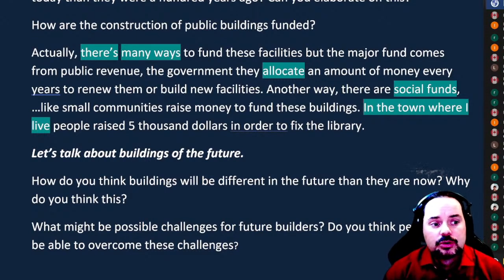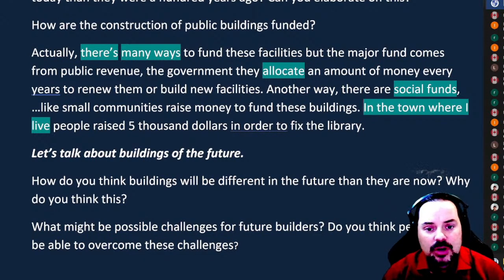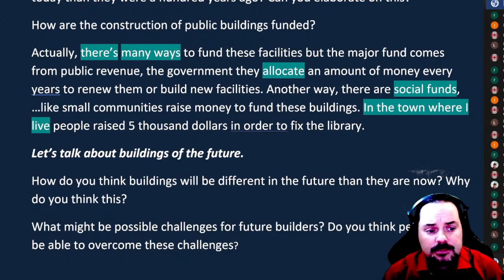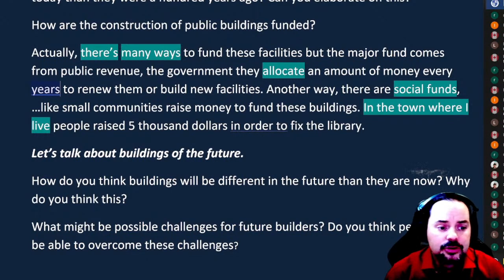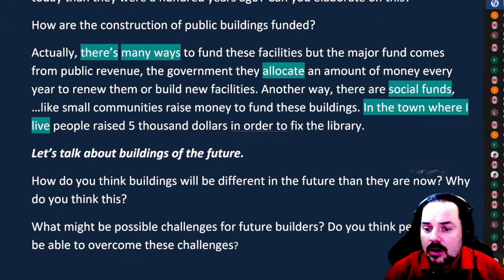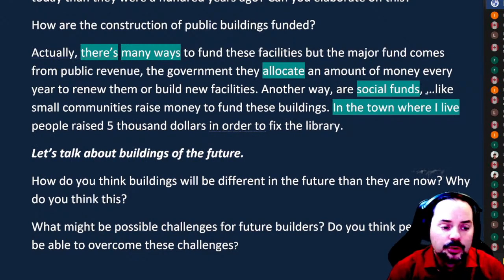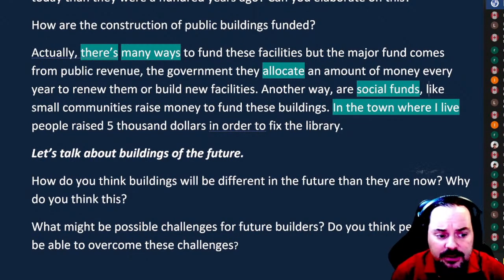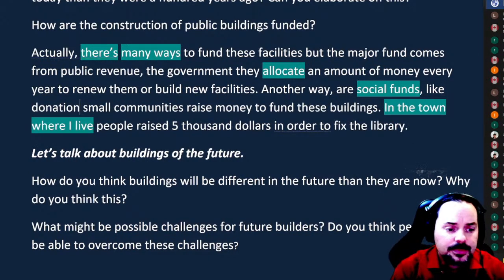Yeah, okay. Okay, so I'm just going to repeat the question and the answer, copy after me. So how are the construction of public buildings funded? Actually, there's many ways to fund these facilities, but the major fund comes from public revenue. The government, they allocate an amount of money every year to renew these buildings or build new facilities. Another way are social funds, like donations. Small communities raise money to fund these buildings. In the town where I live, people raise $5,000 in order to fix the library. Okay, go ahead.